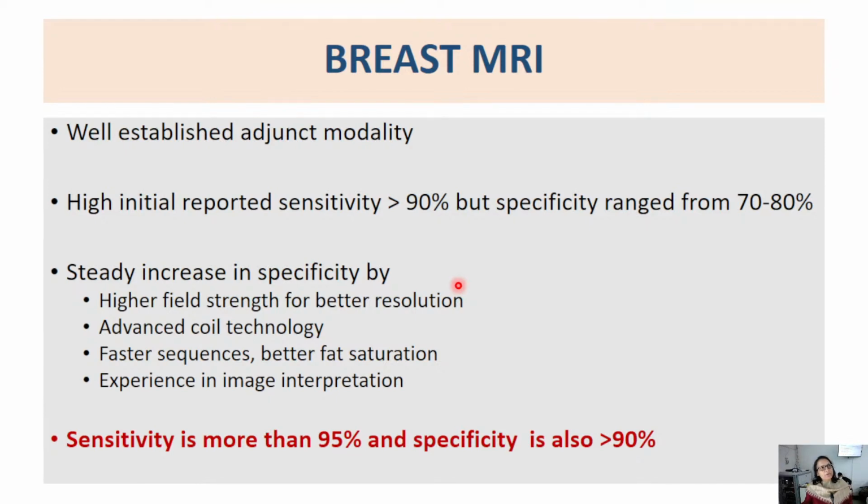The initial literature reports of breast MRI showed a very high sensitivity in lesion pickup, that is to the tune of more than 90%, but the specificity did not match the sensitivity. It ranged from 70 to 80%. However, with the higher field strength magnets that are now being used and with advanced coil technology, which ensures faster sequences and better fat saturation, the specificity of breast MRI has now matched the sensitivity. So both touch more than 90% now.